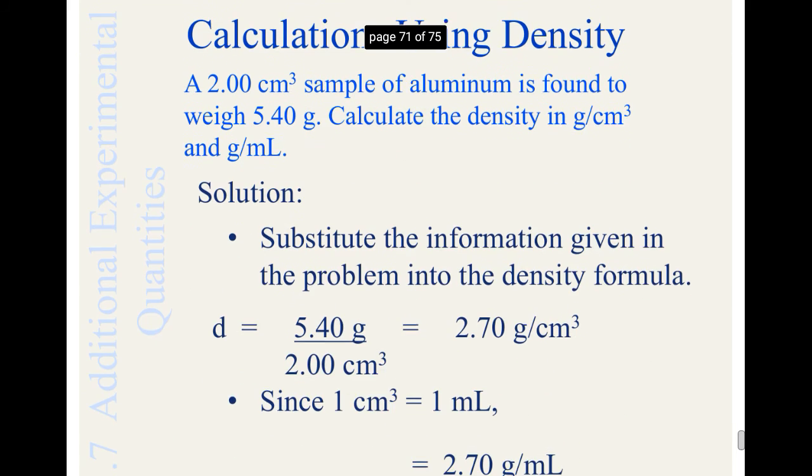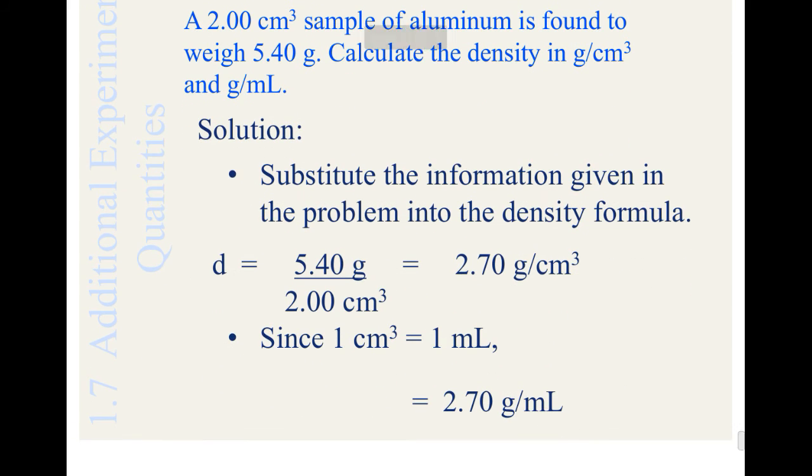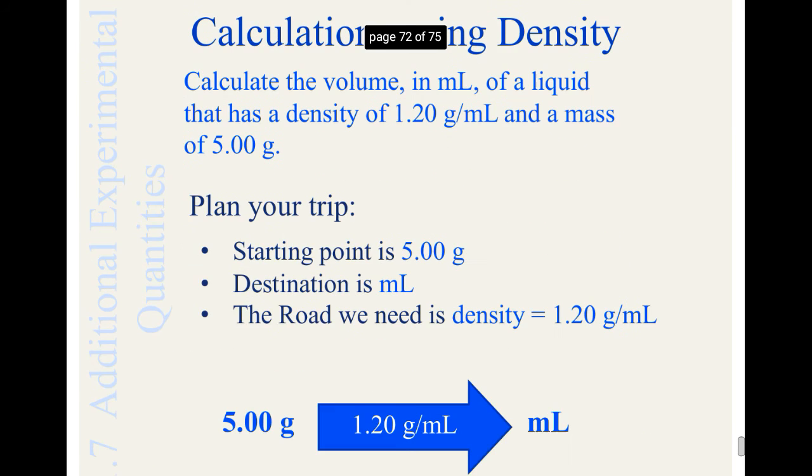I have the calculations all done here. You can see that you get 2.70 grams per centimeter cube. And since a centimeter cube is equal to a milliliter, you could also express it as 2.70 grams per milliliter. It doesn't matter which one you use. They both mean the exact same thing. So there's an example of a density calculation.